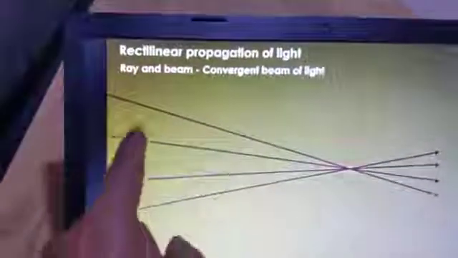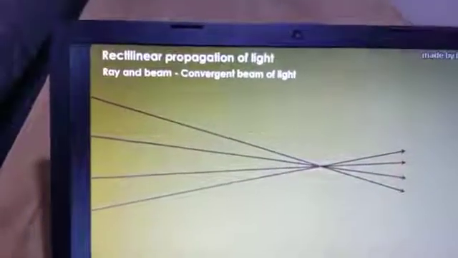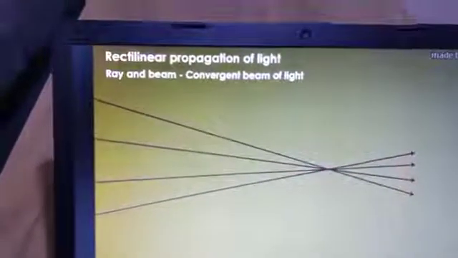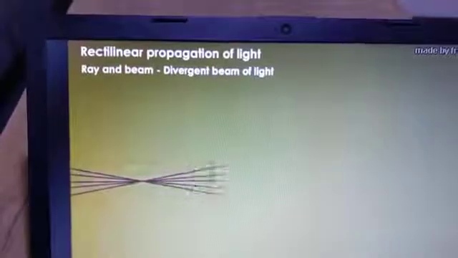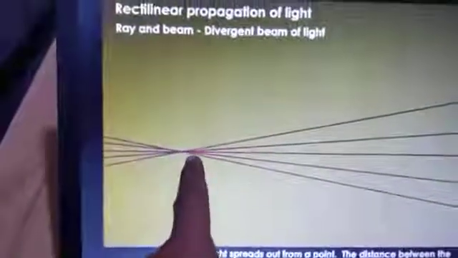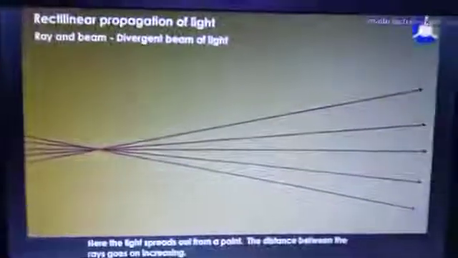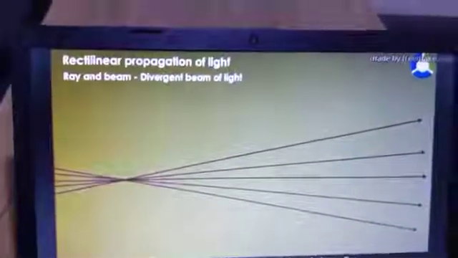And in the case of this one, rays are coming and meet at a point or converge at a point. Such a type of beam of light is known as a convergent beam of light. The other thing is, now you can see here, rays are starting from a certain point, they diverge or spread out. These spread out light rays are known as a divergent beam of light.